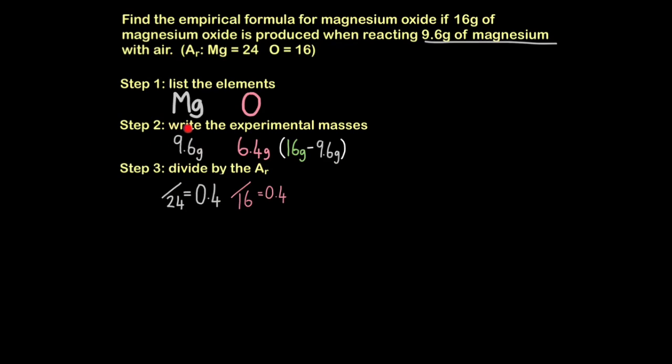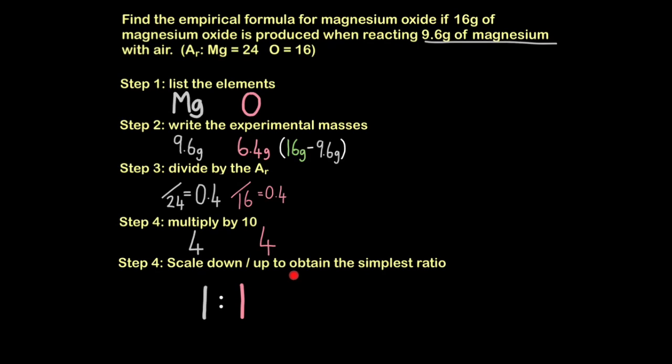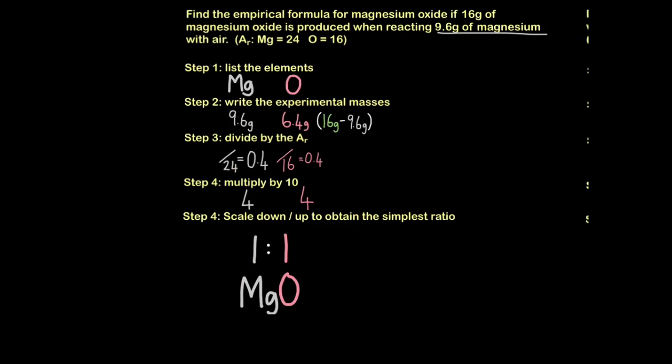Next, you divide each of these masses by the AR, the relative atomic mass for that element. For magnesium, you divide by 24, which gives you 0.4, and for oxygen, you divide by 16, they're written here, to get 0.4 as well. Then you multiply by 10 to get nice whole numbers, integers over here, and then you scale down or up to obtain the simplest ratio. This one's nice and easy. They can both be scaled down by 4 to get 1 to 1. So the empirical formula for magnesium oxide, as determined experimentally, is MgO. 1 magnesium to 1 oxygen.